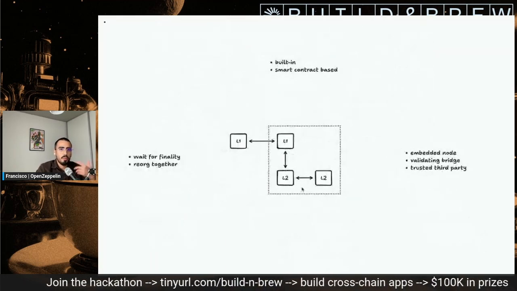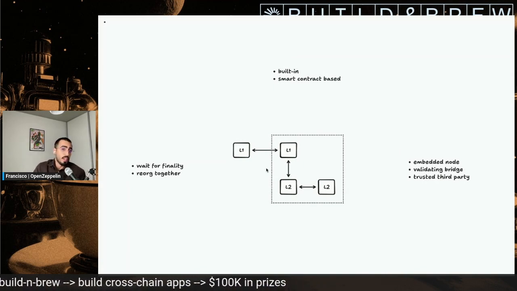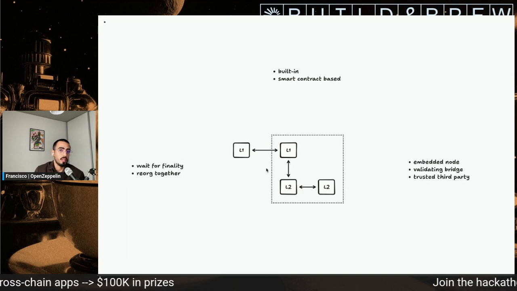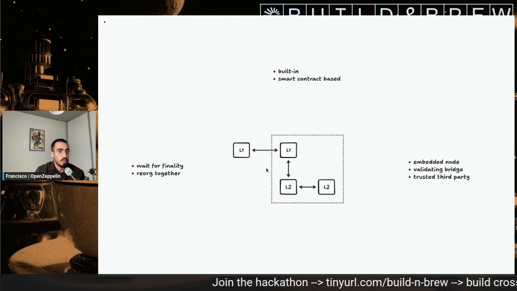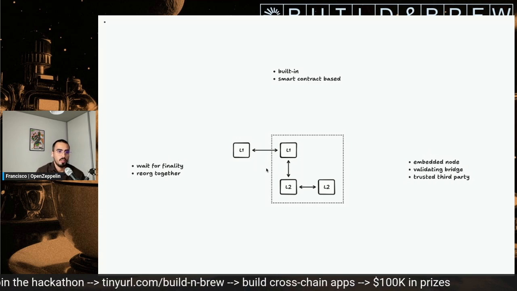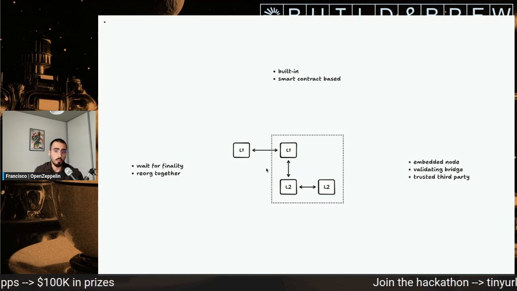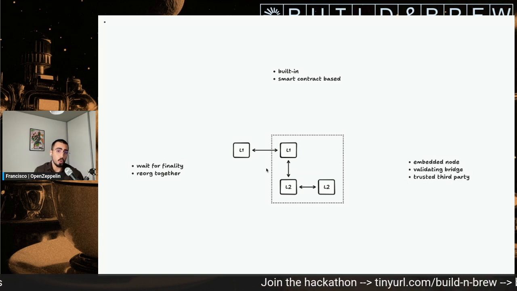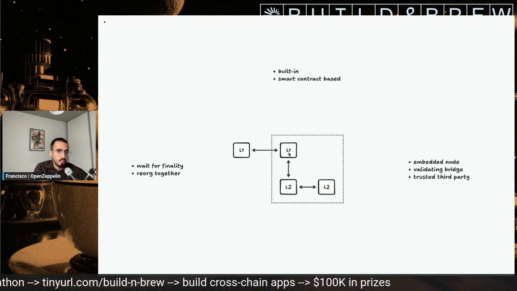So we've seen quite a few options now of how to develop these systems. They can be built into the chain, or they can be based on smart contracts. You can wait for the finality of the remote chain, or you can commit to reorg together with it. And then you can have different degrees of security or trust assumptions, such as embedding a full node, or a validating bridge, which is similar, or a light node, or some trusted third party. And the right combination of these things is going to depend on the nature of the blockchains that you're connecting.